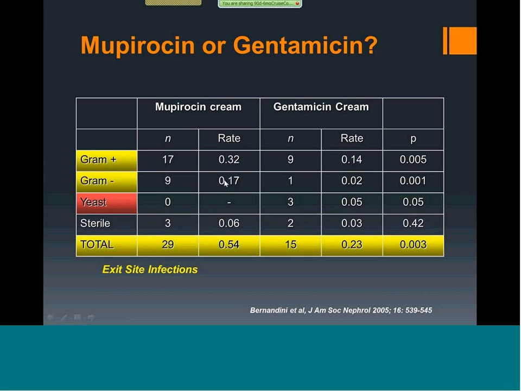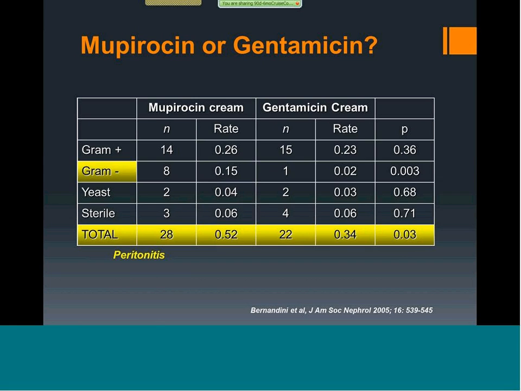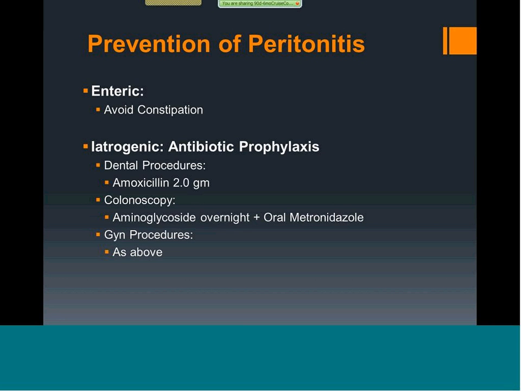This is exit site infections. We're not talking about peritonitis. We have not seen this. We've been using it now for 5 years in our unit, gentamicin at the exit site. We have not seen any increase in yeast infections, but we had a profound decrease in infections, both gram-positive and gram-negative infections. And we actually never see gram-negative peritonitis anymore. It's been like 4 years since we've had an episode of gram-negative peritonitis. So I'm a strong believer in applying gentamicin at the exit site on a daily basis for all our patients.